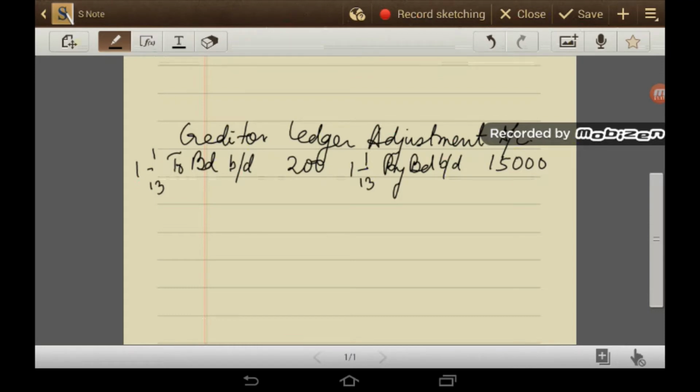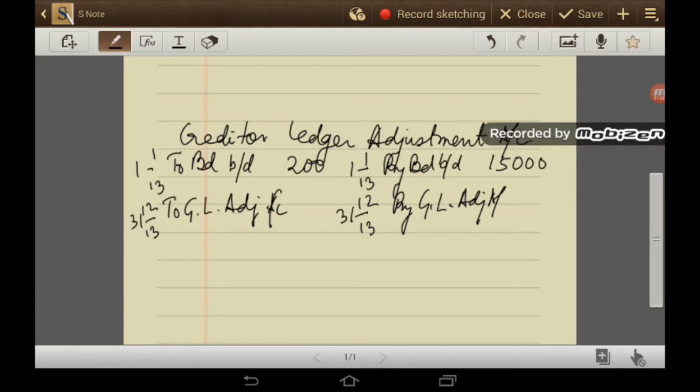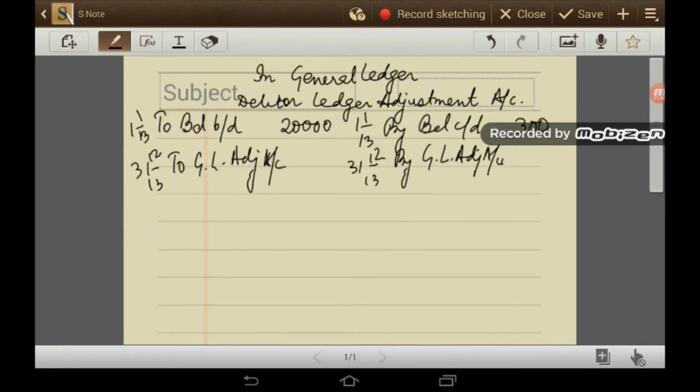So the next thing that we have to do here is write 31st December 2013 to general ledger adjustment account, and on the credit side I also write by general ledger adjustment account, in both the creditor ledger adjustment account as well as in the debtor ledger adjustment account. So in the debtor ledger adjustment account I have written to general ledger adjustment account on the debit side and on the credit side by general ledger adjustment account.